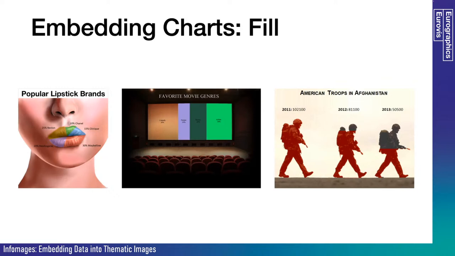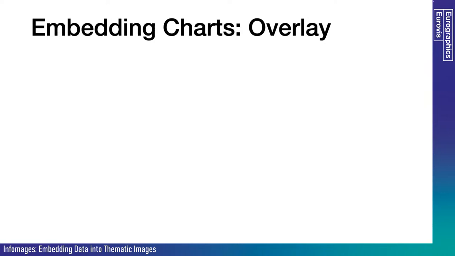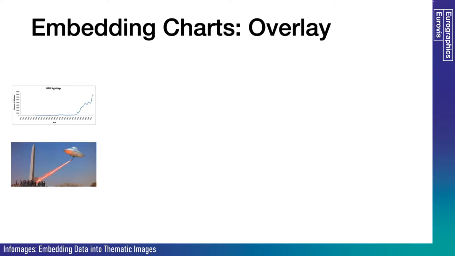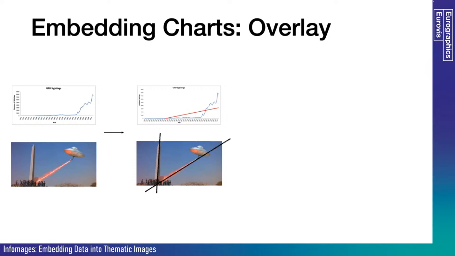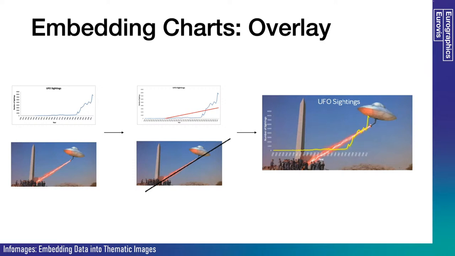The other embedding method we support is the overlay method. Here, we have a data set showing the number of UFO sightings reported over the years and an image of a flying saucer attacking Earth. To create an infomage, we must overlay the chart on an appropriate image region. We do this by computing the regression line of the data to represent an overall trend and detecting the half lines in an image. We then find a matching half line that has a slope that is closest to that of the regression line. We then use this half line to determine the position of our chart by overlapping the centers of the half line and the regression line to create our infomage.